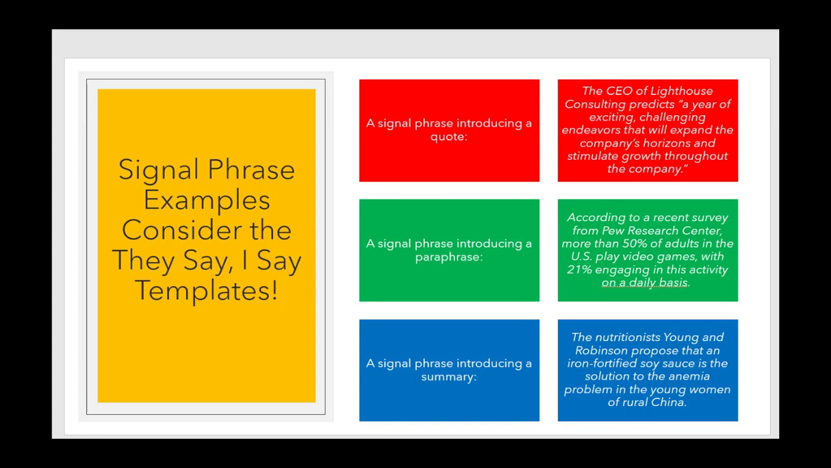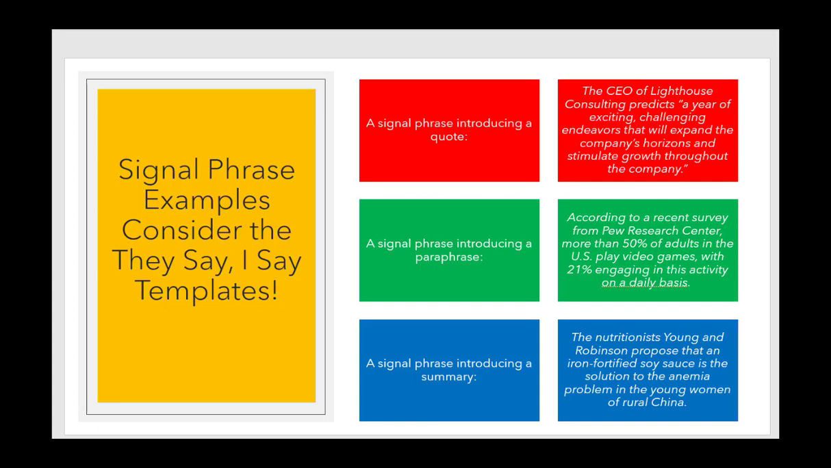Looking at the following one, we have a paraphrase. According to a recent survey from Pew Research Center, more than 50% of adults in the U.S. play video games, with 21% engaging in this activity on a daily basis. So what we're doing here is simply paraphrasing the recent survey that the Pew Research Center put out, right? We're not directly quoting the information. We're not using it word for word. We're simply paraphrasing that info. And the fact that we said according to, okay, it's indicating to the reader that this belongs to them. This was a survey that was conducted by them and not information or common knowledge you possess.